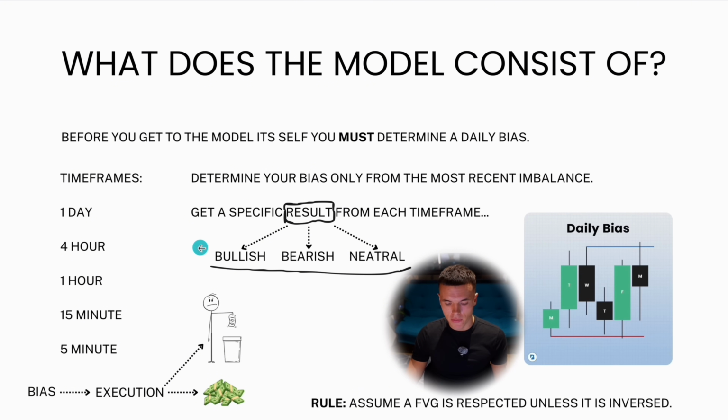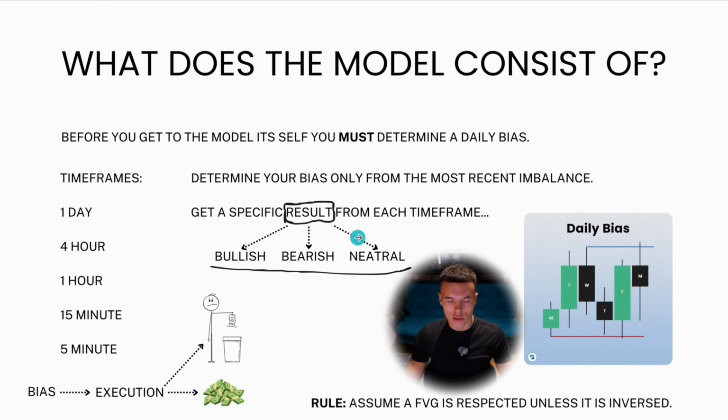If you're in a bullish fair value gap, we assume a fair value gap is respected unless it gets inversed or disrespected. The candle must actually close outside of the fair value gap in order to confirm an inverse. If we don't inverse the fair value gap, we assume the fair value gap is respected and take that to be our bias. Our bias is going to be bullish out of a daily bullish gap on that time frame towards the next bearish imbalance or the next daily high.